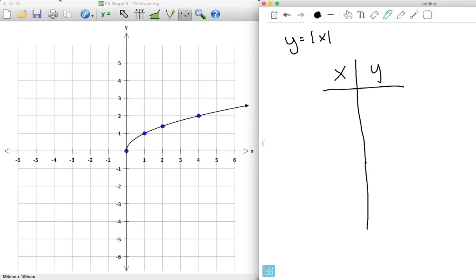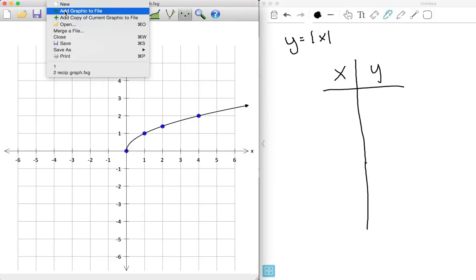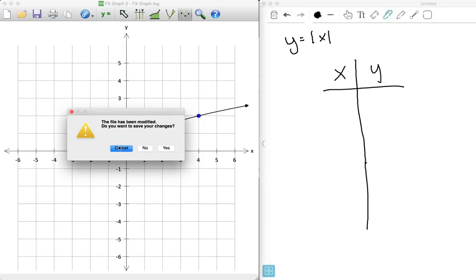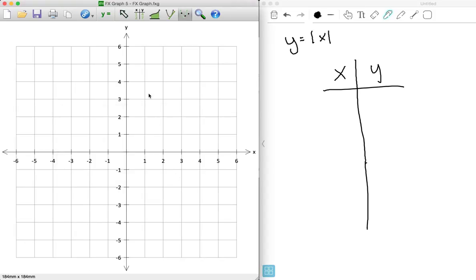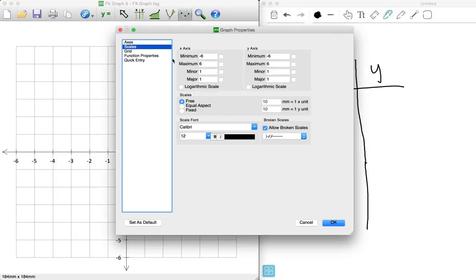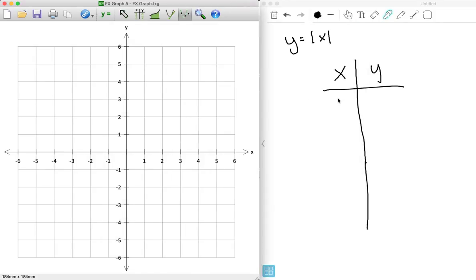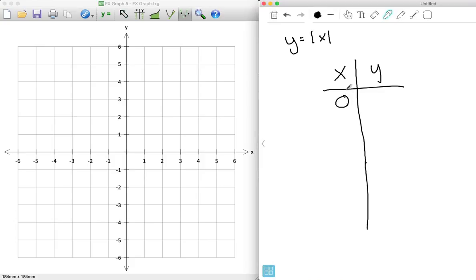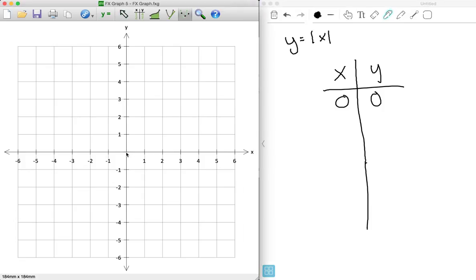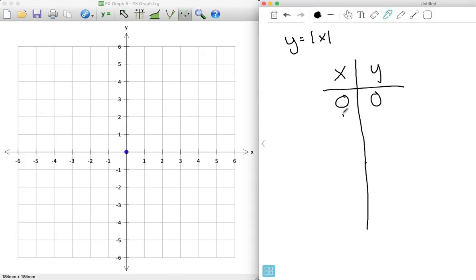Okay, and I'm going to come back over here, and I'm just going to make a new file, so we have a nice clean graph ready for us. Okay, here we go. So if I pick an x of 0, the absolute value of 0 is 0. This point's getting familiar. So I have a point at (0, 0).